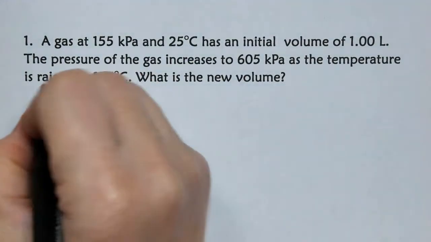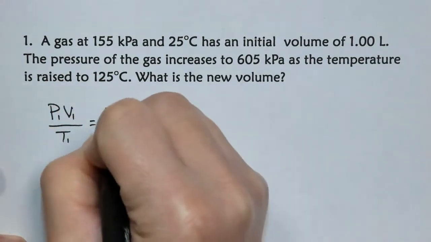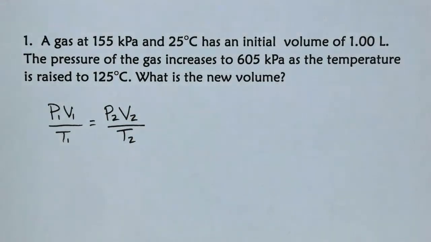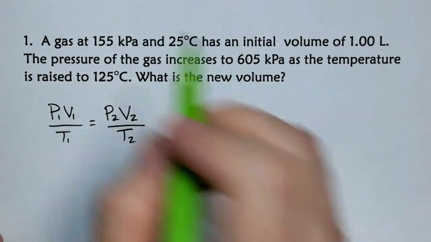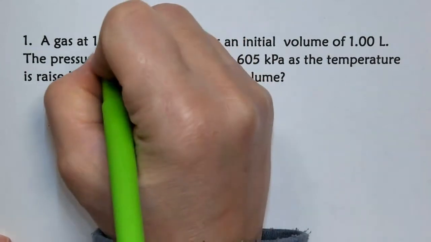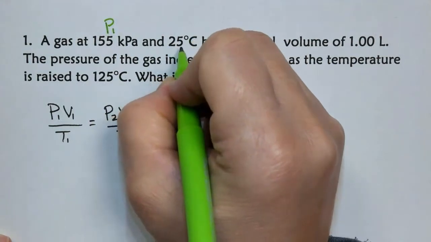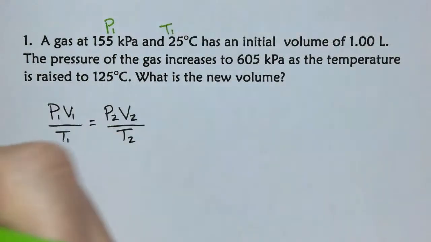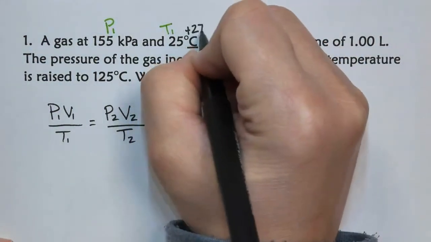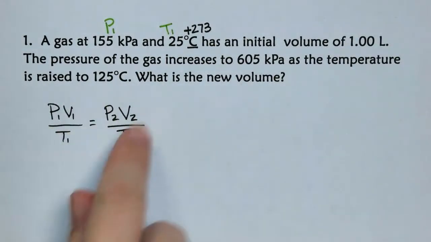So first I'm going to write my equation. It is P1 V1 over T1 equals P2 V2 over T2. Now I'm going to read the problem and label all of my variables. A gas at 155 kilopascals, kPa, that is a pressure, so this is pressure number 1. Here is our first temperature, 25 degrees Celsius. I'll label it T1, and because it is Celsius, I have to add 273 to change it to Kelvin. So we'll do that before we plug it into our equation.